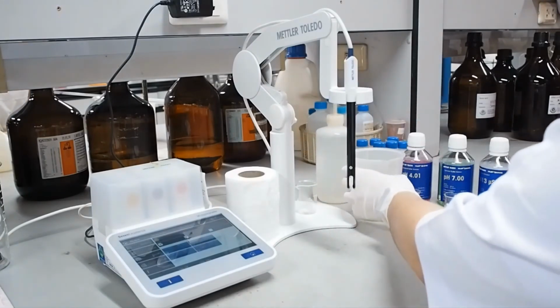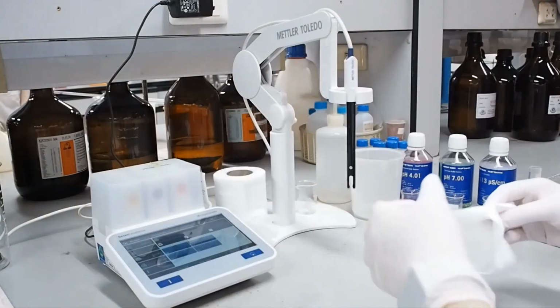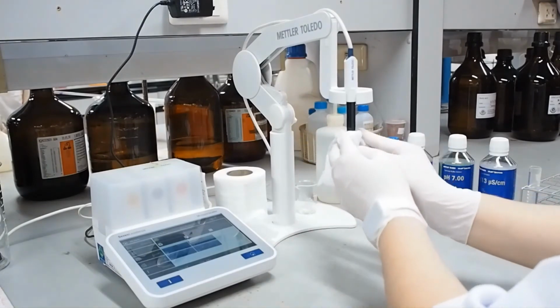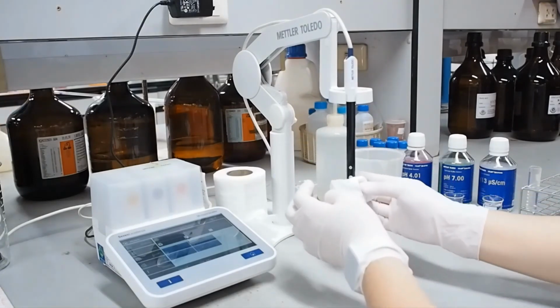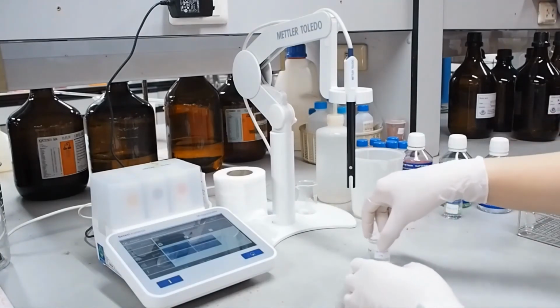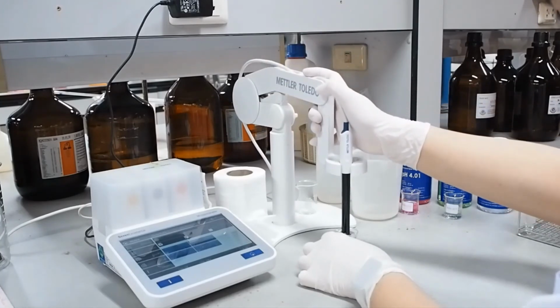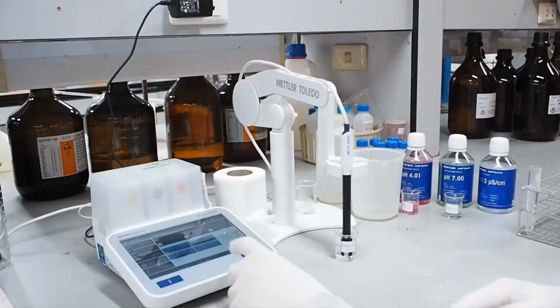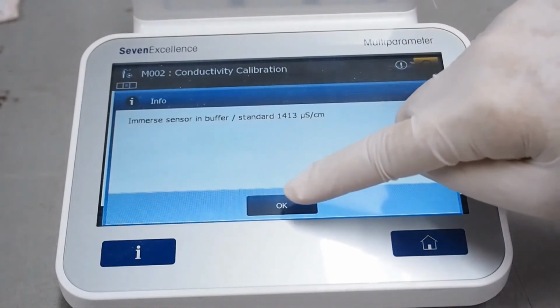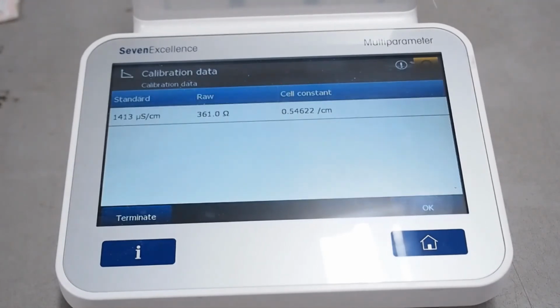And we will read the soil sample extract by immersing the conductivity meter into the soil extract. And then read the electrical conductivity and record. We will report the electrical conductivity in decisiemens per meter.